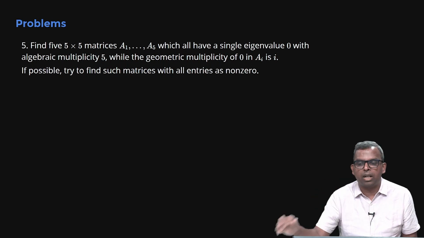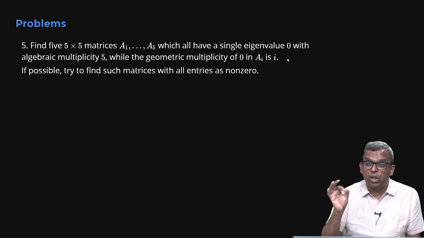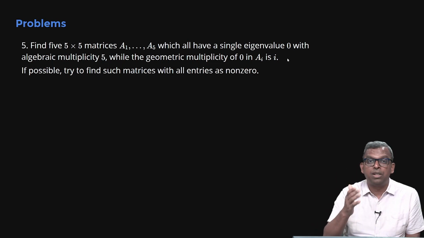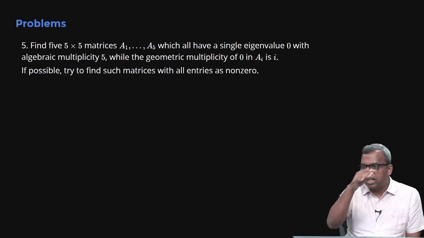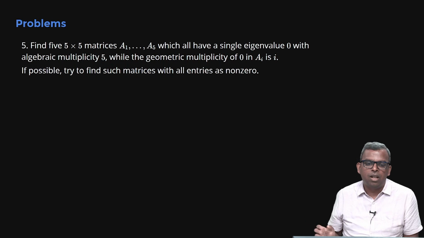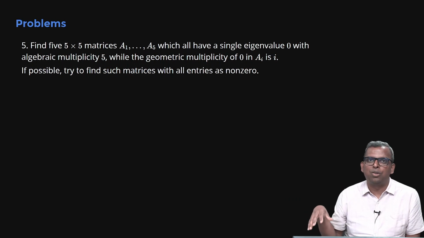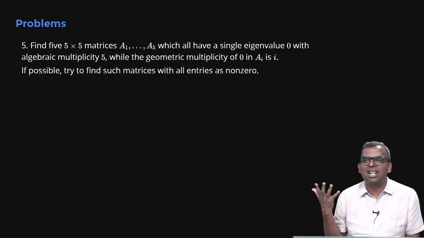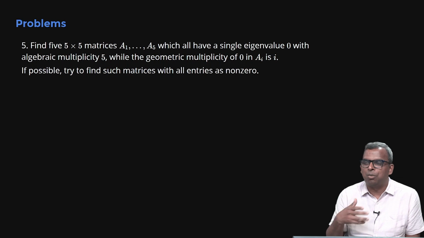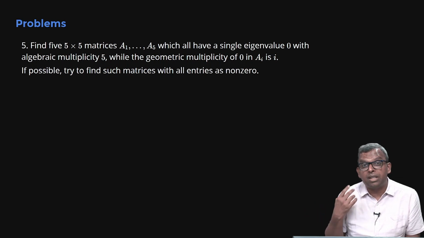So think triangular. If you want only an eigenvalue 0 with algebraic multiplicity 5, which means what? Lower triangular, let's say, with all the diagonal elements 0, right? So you've got 0, 0, 0, 0, 0. Now when will you have geometric multiplicity of 5? That's only possible when the entire matrix is 0, no? You need 5 null space vectors, nullity has to be 5, so rank has to be 0, which means it's the all-0 matrix.